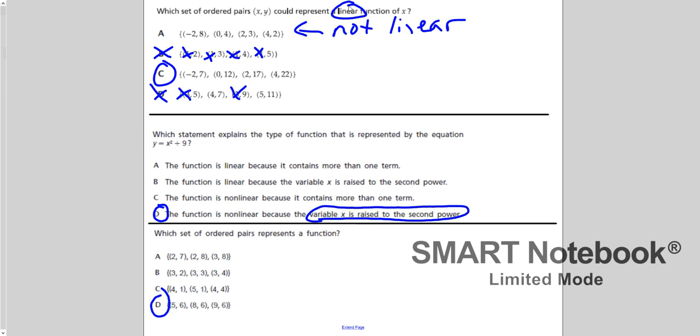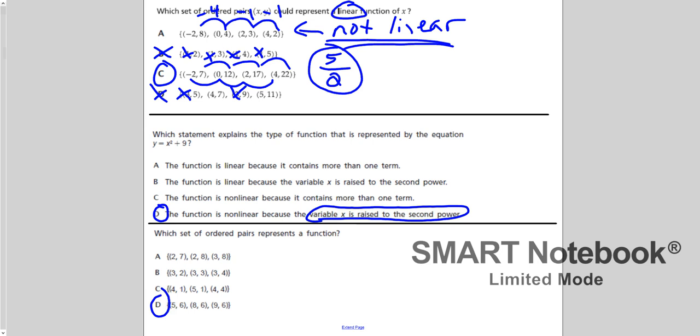Remember that linear means that it follows a constant rate of change, a constant slope. So if you look at choice C, the y values are going up 5, up 5, up 5, and the x values are going up 2, up 2, up 2. So it has a slope, a constant slope, 5 over 2. In A, the y values are going down 4, then down 1, then down 1. So negative 4, negative 1, negative 1, not linear. So it's choice C. The second one was pretty straightforward, and the third one also pretty straightforward.